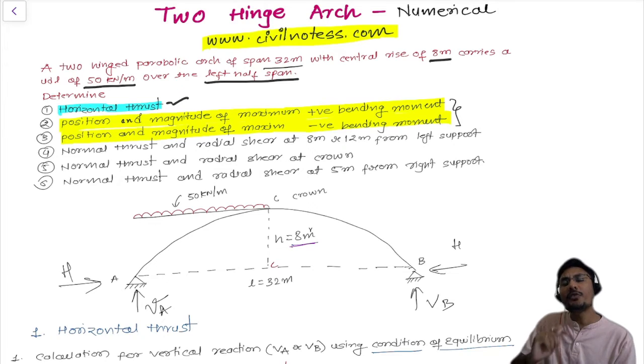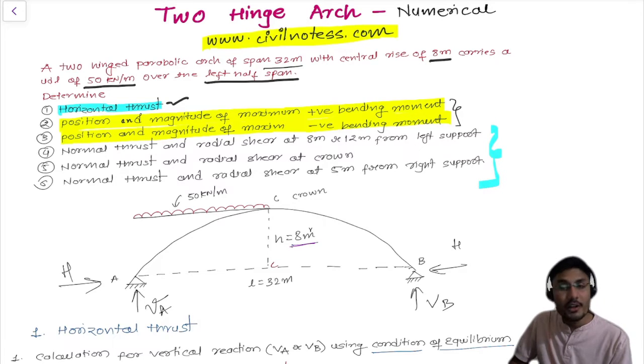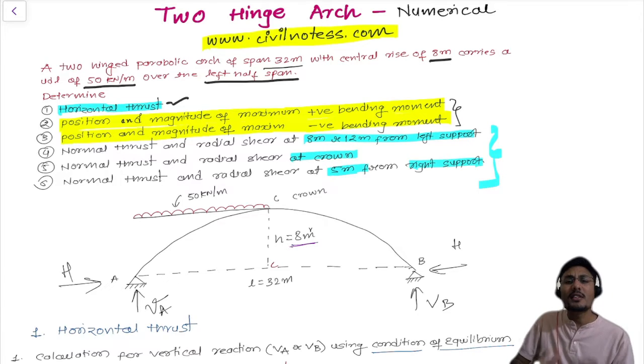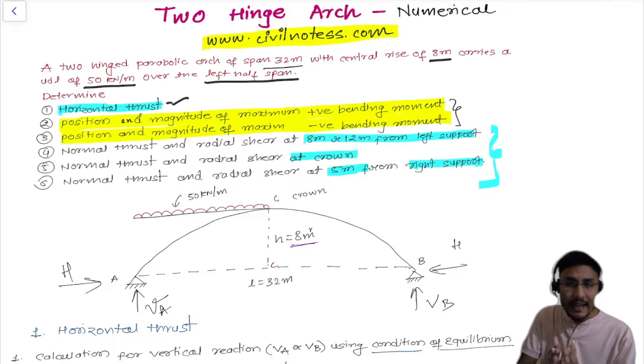So guys, in this video, I'm going to explain how you can solve the normal thrust and radial shear at 8 meter and 12 meter from the left support, radial shear and normal thrust at crown, and normal thrust and radial shear at 5 meter from the right support. So this is a really easy example.